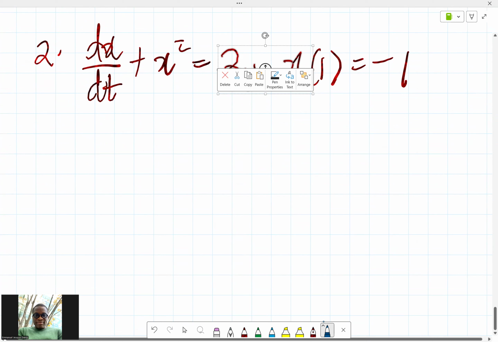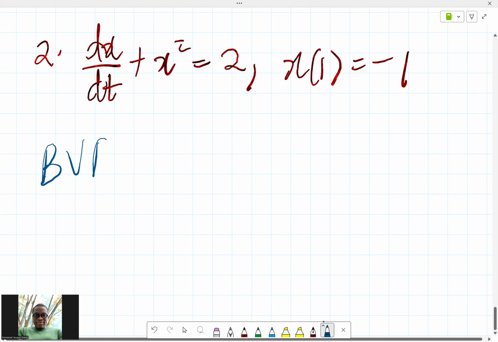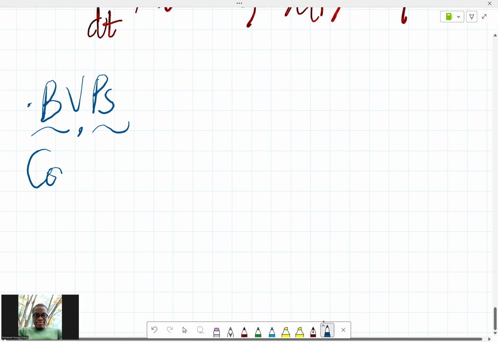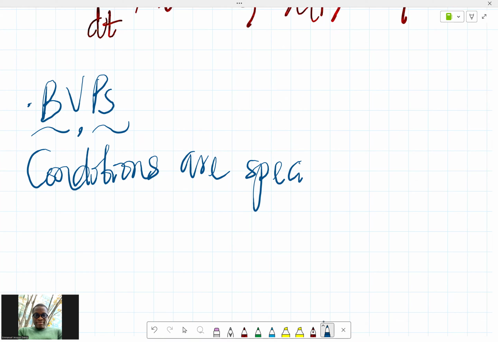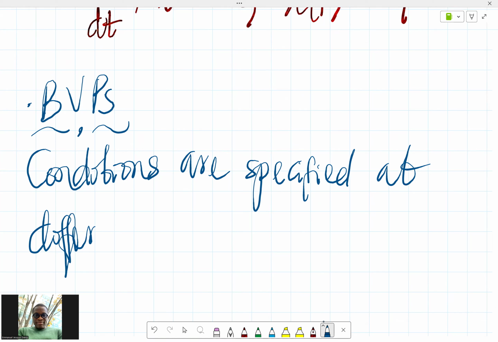So the idea of boundary tells you it's not just one point this time around. So you have BVPs. In BVPs, the conditions are specified at different points. They don't have to be initial now. So probably you have an initial condition and a terminal condition, if you like. It may not even be terminal; it can be an initial condition and a middle condition or whatever.